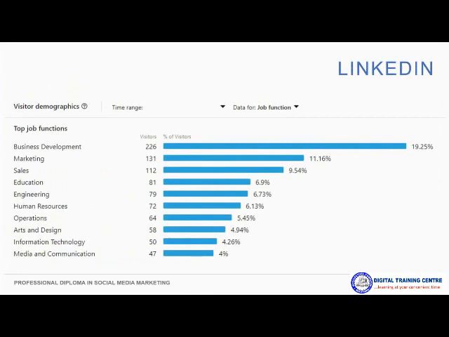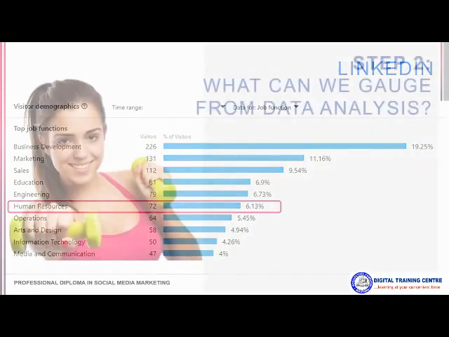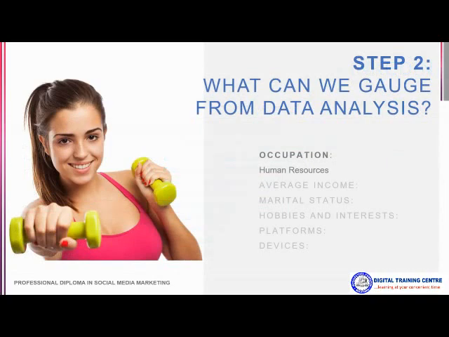We want to then jump onto our LinkedIn maybe, and have a look at our visitor demographics. Here we can see what job functions they have. Most of them are business development, marketing, sales, education, human resources. So we can start to get a really good idea of what our followers' job roles are. We're going to go with human resources because we think that she has an office job. Human resources is somewhere in the middle. So let's go with human resources. We can now fill in that specific information, so we know what her occupation is.